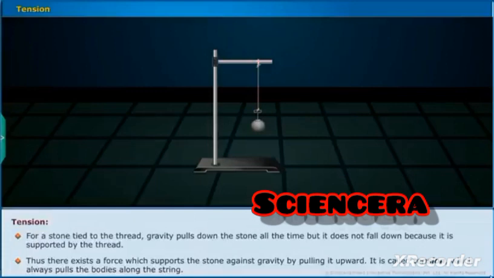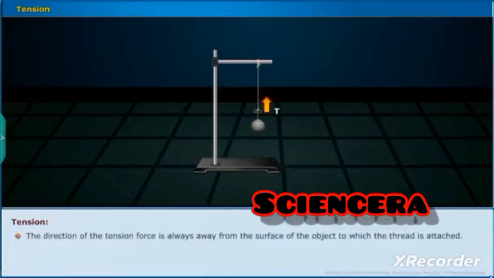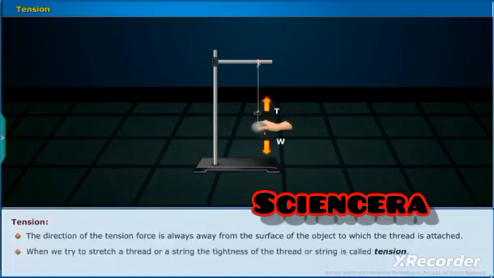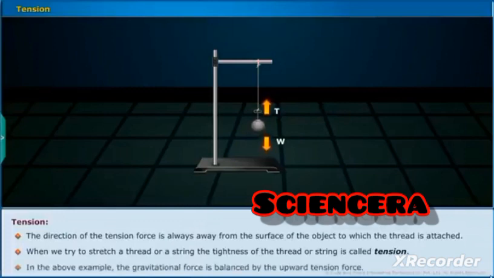It is called tension, which always pulls the bodies along the string. The direction of the tension force is always away from the surface of the object to which the thread is attached. When we try to stretch a thread or a string, the tightness of the thread or string is called tension. In the above example, the gravitational force is balanced by the upward tension force.